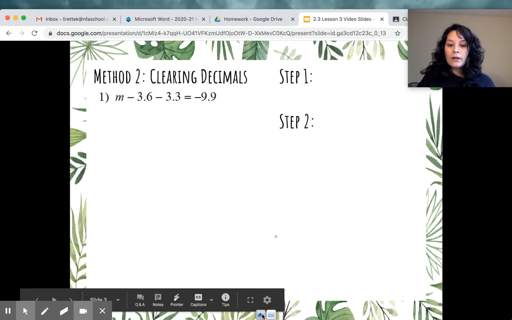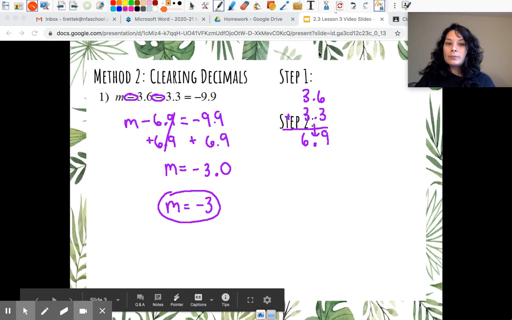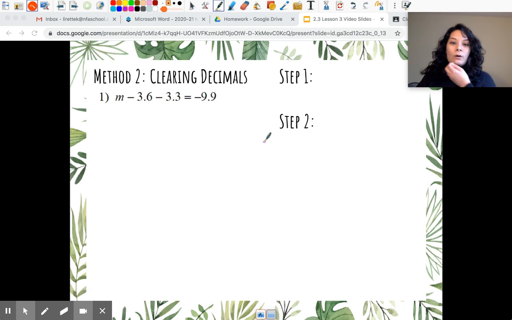Let me show you the other method, which ends up clearing the decimals. Now, one thing about this method is sometimes it makes the problem easier, sometimes it makes the problem harder. For this particular equation, it actually makes the problem a little bit harder, but I'm going to show you the method anyways, because we may get to some equations where I'm looking at it and thinking, you know what, clearing the decimals would work out quite beautifully here.